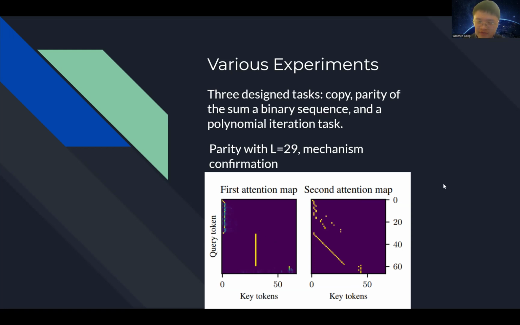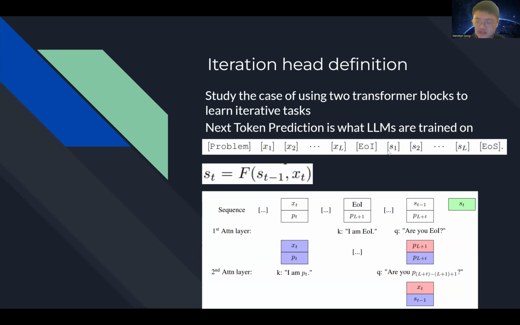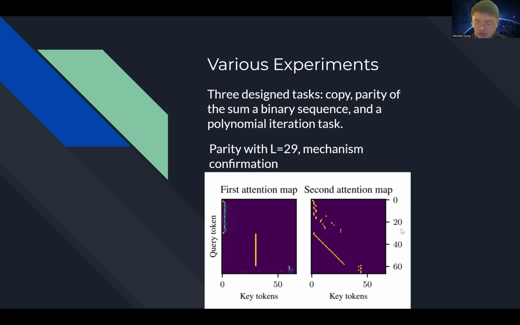What that means is, if you check back this sequence, the EOI is right here in the middle of the sequence. That means for all the state sequence, the state token after the EOI sign, the first attention layer will always focus its attention on the EOI. This means the first attention layer does provide the necessary information, which is the EOI sign, to the second attention layer. And for the second attention layer, what it needs to do is focus on PT, which is the T's input.